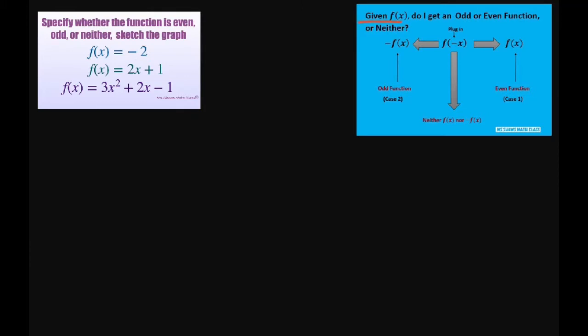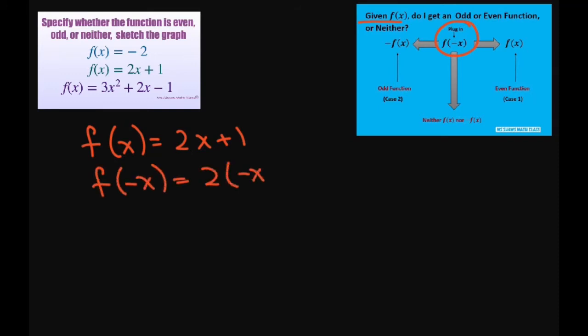Let's do it algebraically first. So we're going to take f of x equals 2x plus 1. To determine if it's even, odd, or neither, you plug in -x and then simplify. Now this gives you -2x plus 1, which doesn't equal our original equation, right? So it's not even. Now for it to be odd, it'd have to equal -f of x.